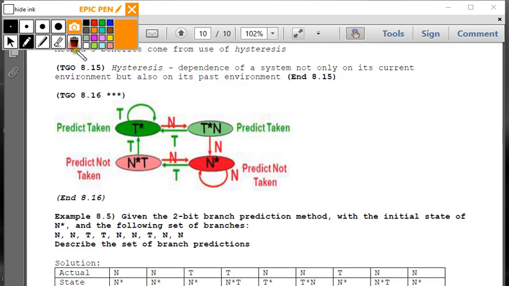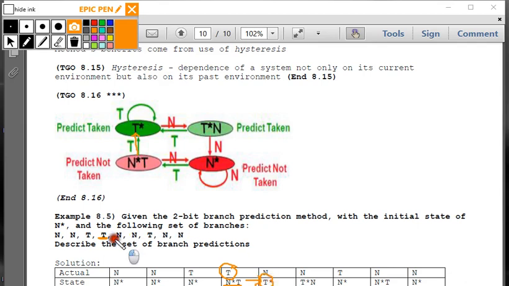So the fourth state, we're in N*T. Do we predict taken or not taken? Not taken, which is why there's an N here. But we find out that our fourth value is T. So it turns out we're wrong again. So what state do we go to? T*. Very good. So we follow along here to T*, and that is why this one is T*.